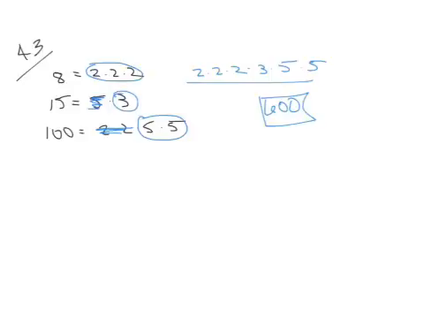Alright, let's do another one. Example 43.2. We have 30, 75, and 80. Okay, so 30, I'm just going to write as 3 times 10, but since 10 is not prime, we have to break that down into that.